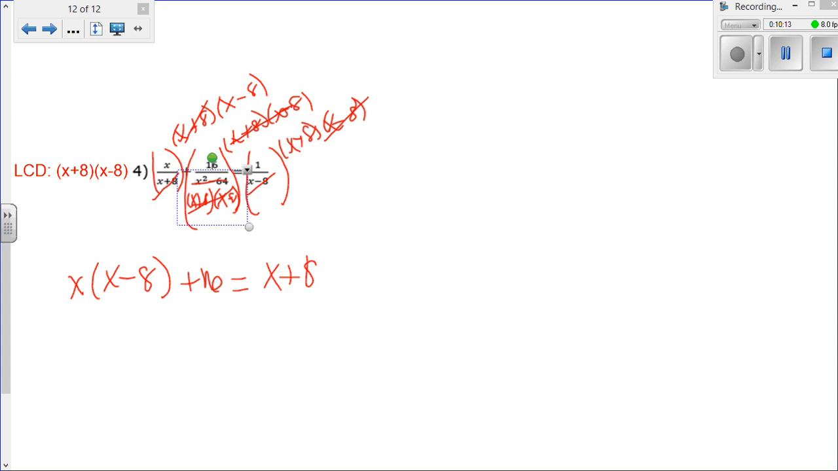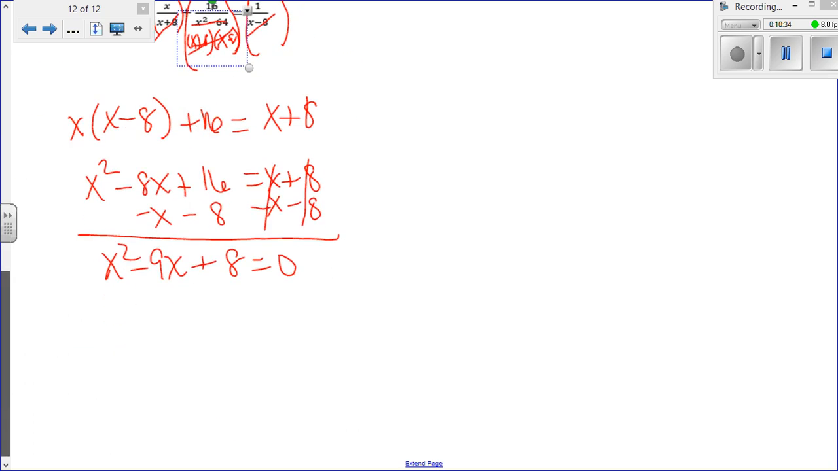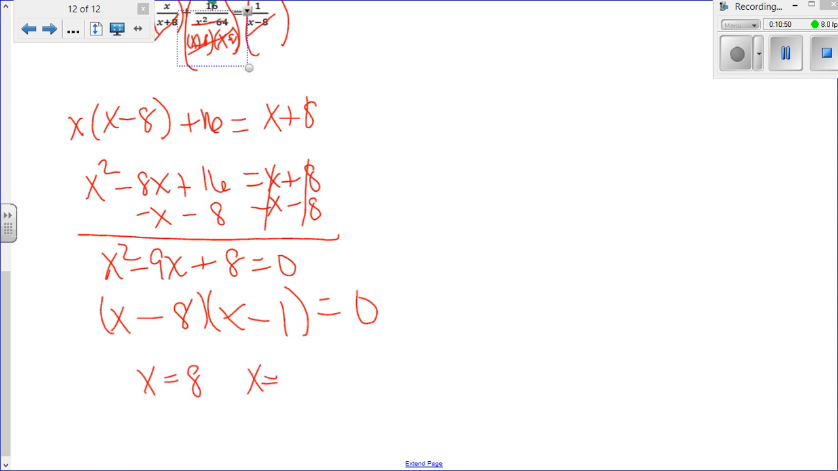So just solve this equation. I have x squared minus 8x plus 16 equals x plus 8. We'll subtract the x, subtract the 8. So I have x squared minus 9x plus 8 equals 0. So I need to factor that. And my factors of 8 that add up to 9 are 8 and 1. Last sign's positive, so my signs are the same. Take the sign in the middle, so they're both negative. So x equals 8 and x equals 1.